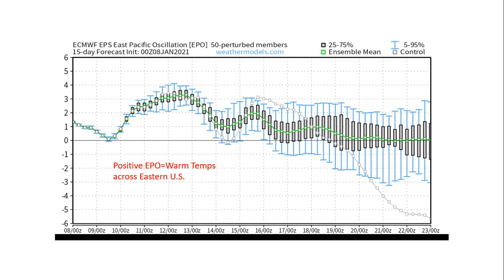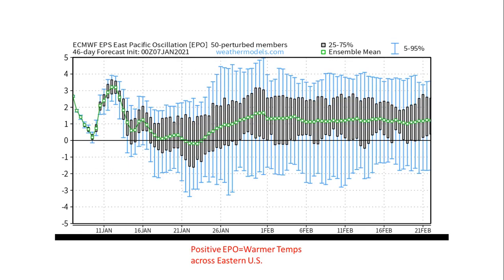So, and then it becomes more neutral in that case. So positive EPO, again, favors warmer temperatures, not only across the East U.S., but across the entire North American continent in the United States. Additionally, the European EPS 50% members 46-day forecast out to 22 February.